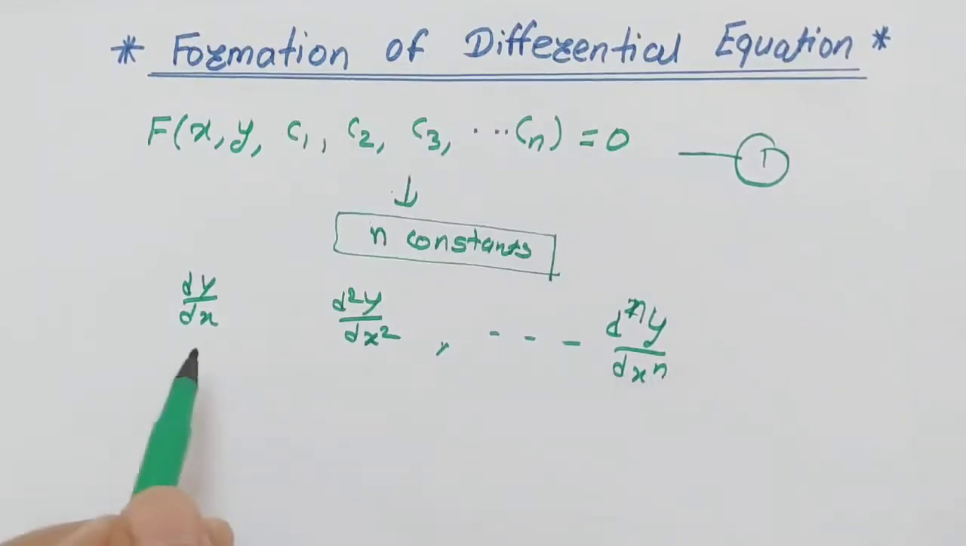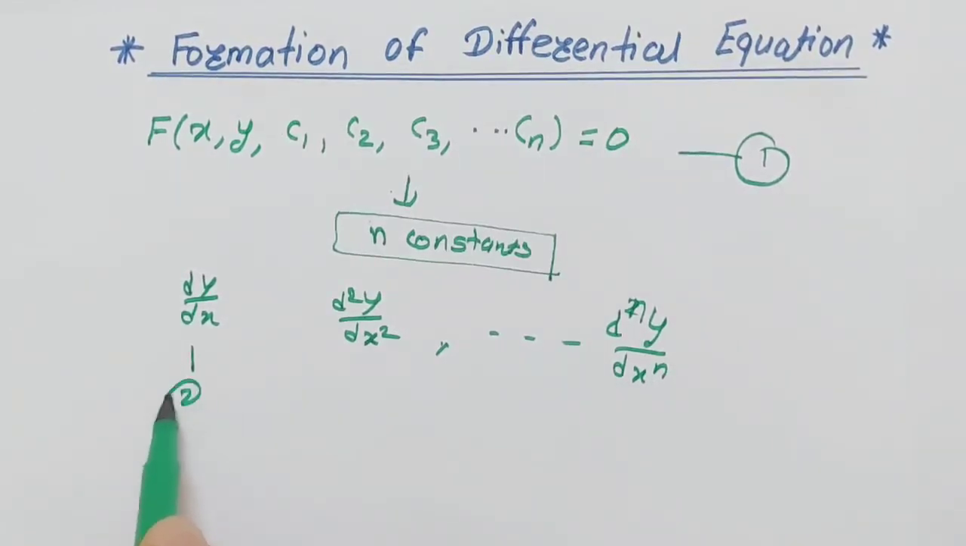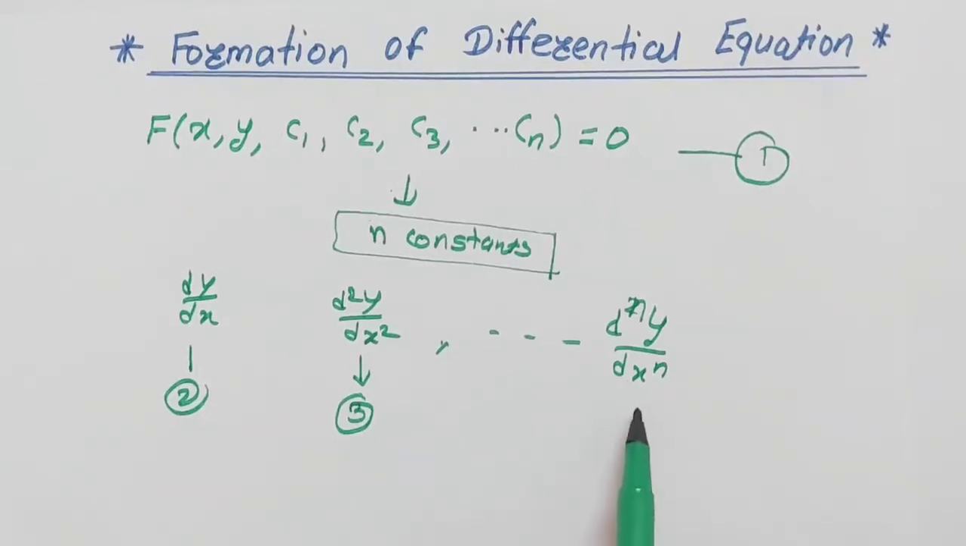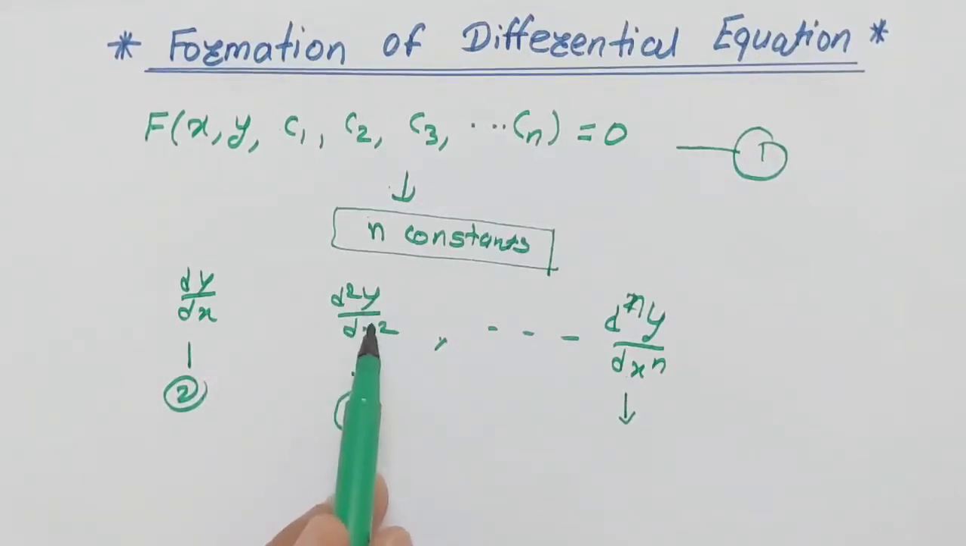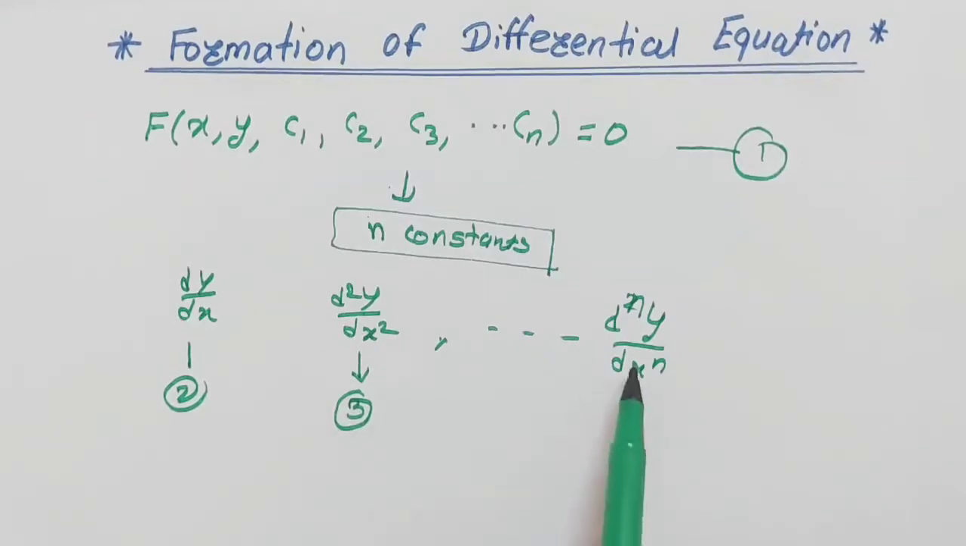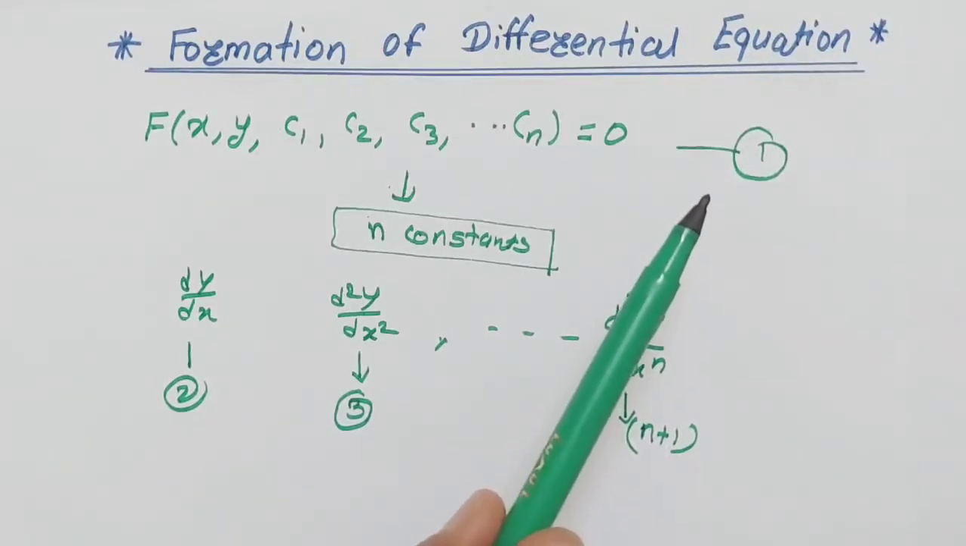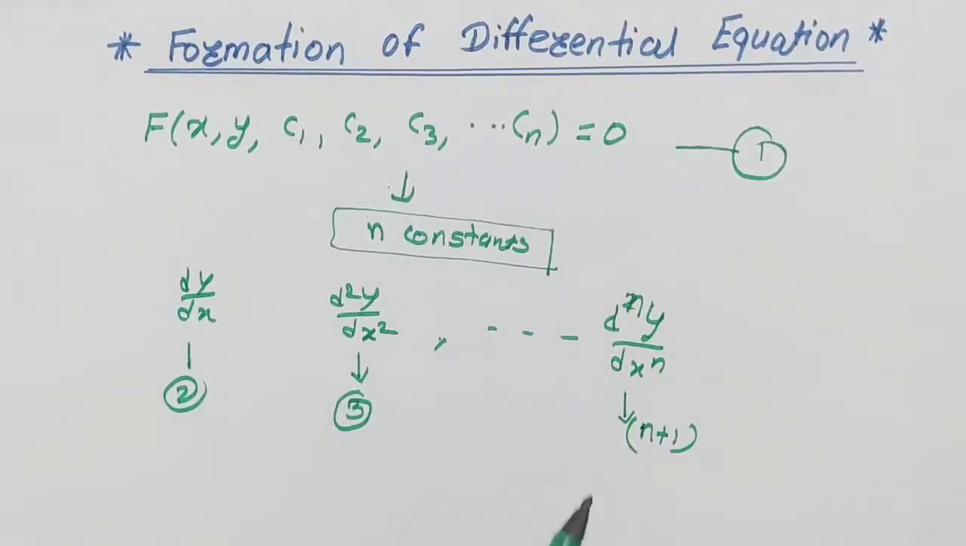Now see, here we get the second equation which contains dy by dx. If we differentiate a second time, we get the third equation which contains the term d square y by dx square, and so on up to this term. After the nth differentiation we get the n plus 1th equation. So the given equation is equation number 1, and after differentiating n times we get n plus 1 equations.